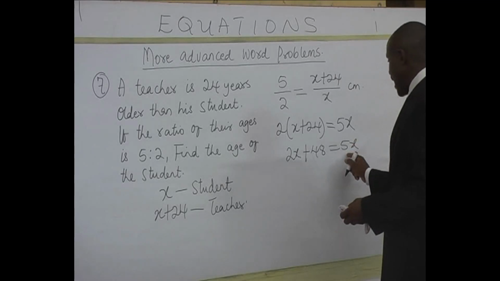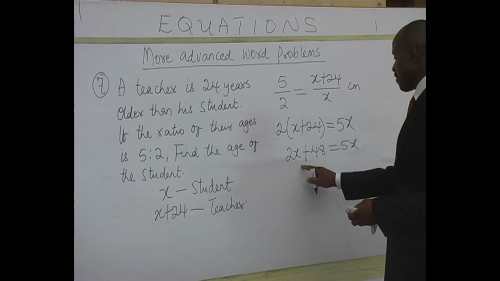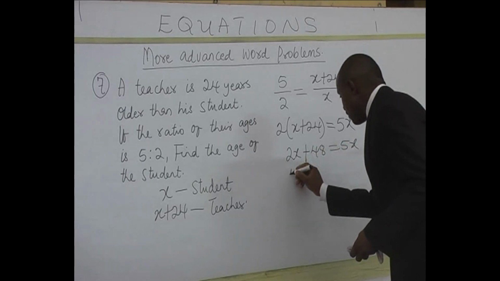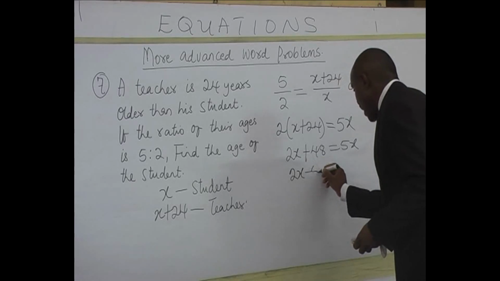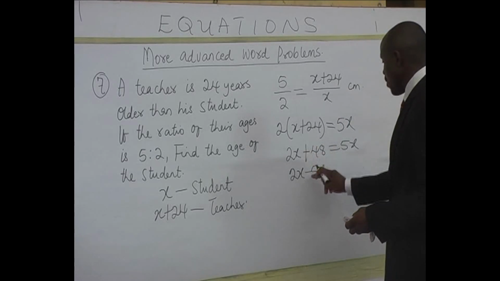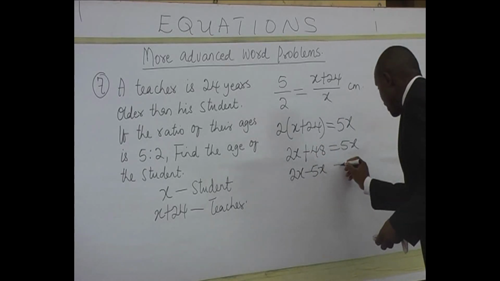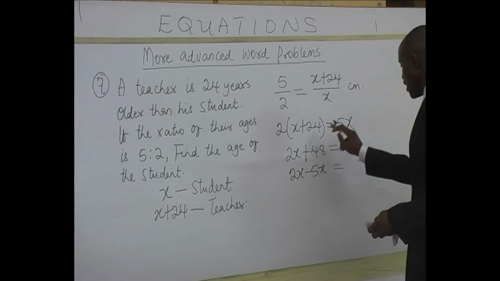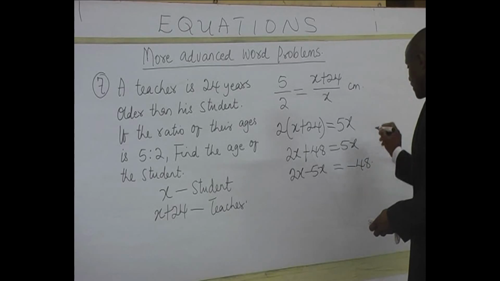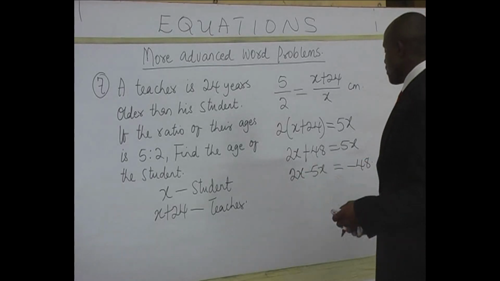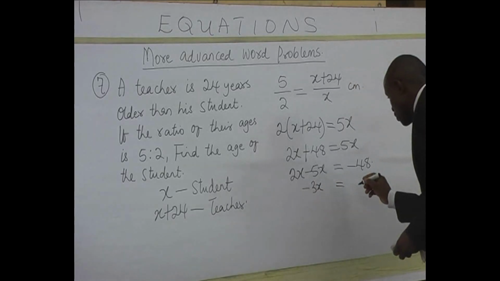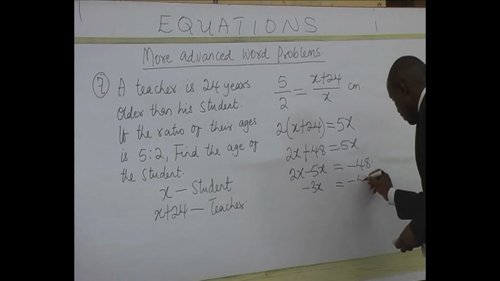Bring 5X to the left hand side of the equation and take plus 48 to the right hand side. You are going to have 2X minus 5X. Plus 48 going to the right hand side, we change to minus 48. 2X minus 5X, you have minus 3X. It's going to be equal to minus 48.